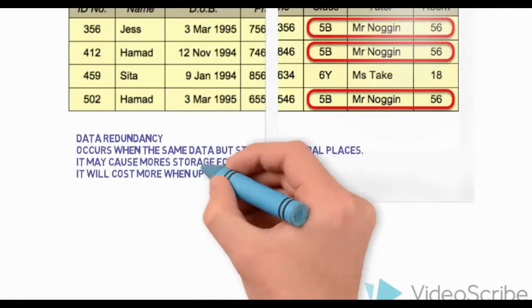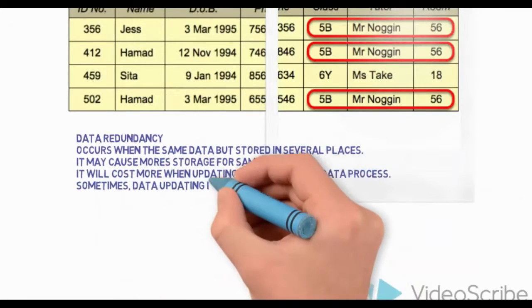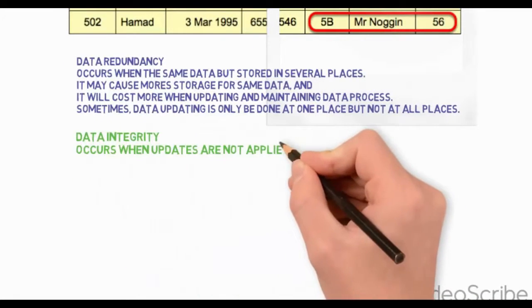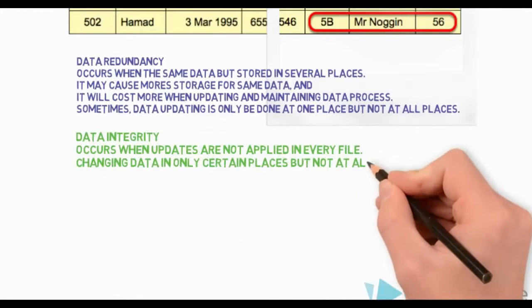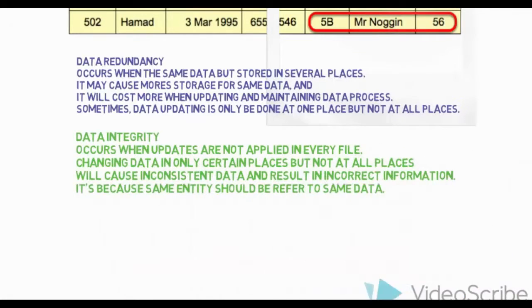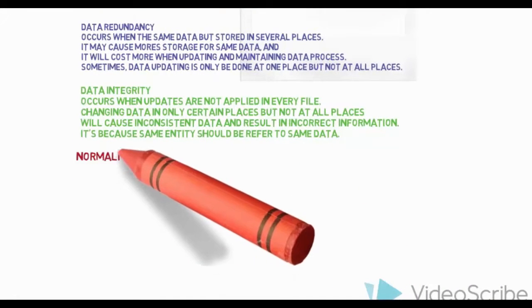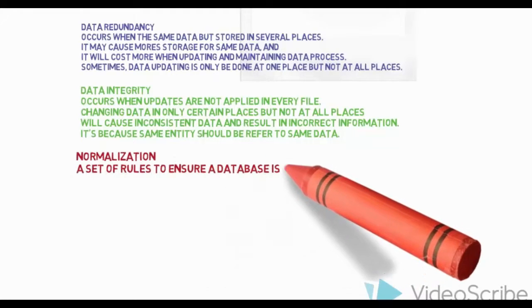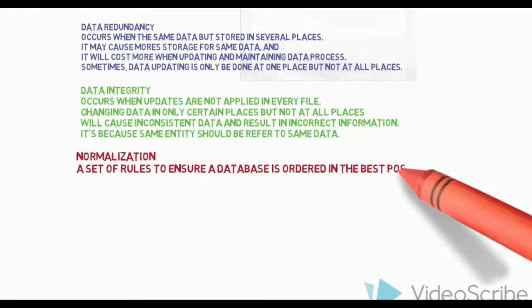Repeated data in a database is generally considered a bad thing. It wastes space in the database, it takes time to input, typing the same data over and over, it takes validation, and mistakes may be made. It's a pain to update. If class 5B gets a new tutor, we have to find every Mr. Nogin and change it to the new name.